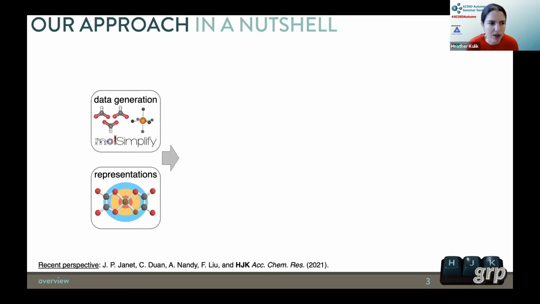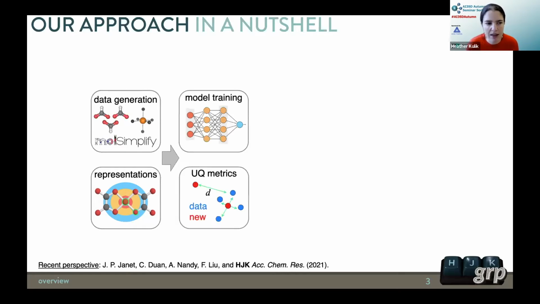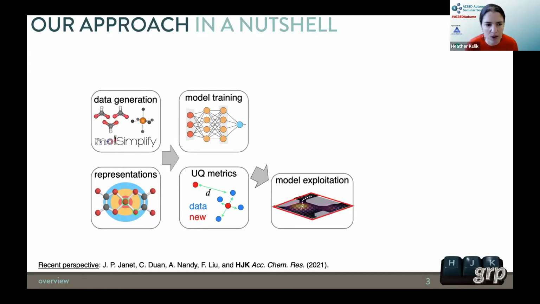Once we have both the data and the representations we want to pass to our models, we train a series of artificial neural networks. And then a key critical challenge is, how do we know when the trained artificial neural network is going to make an accurate prediction versus when it's strayed far away from where it should be applied? And so we do some development in what we call uncertainty quantification for that goal.